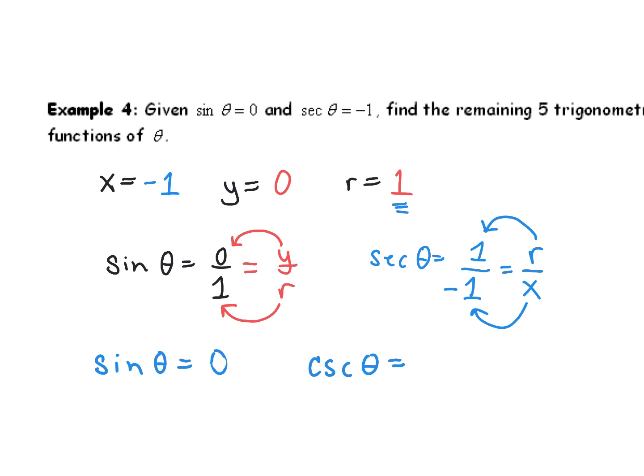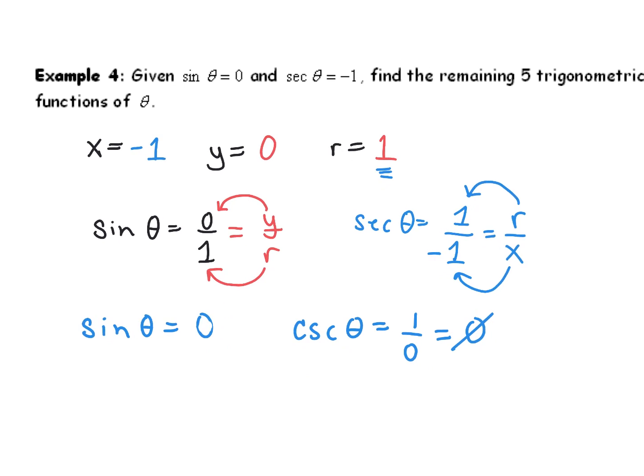So the sine of theta is 0. And then if I flip that 0 over 1, I get 1 over 0, and that is undefined. So cosecant is undefined for this particular problem. And then we would go to cosine. You know, cosine is your x over r. So we got -1 over 1, and that's just -1. And then they already told us secant. Secant's -1.